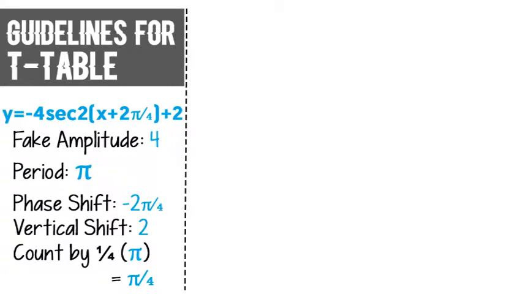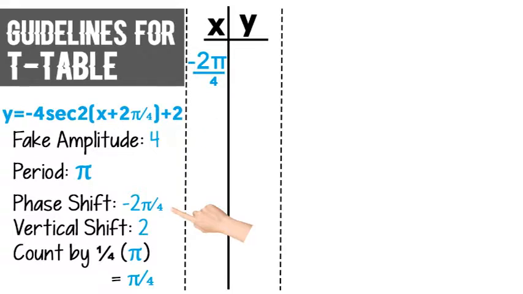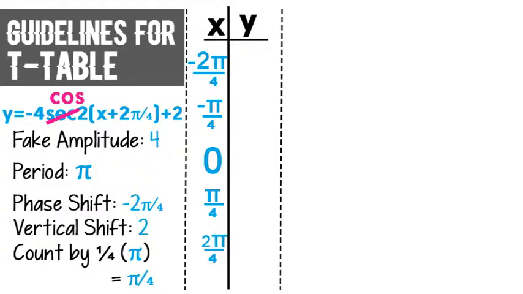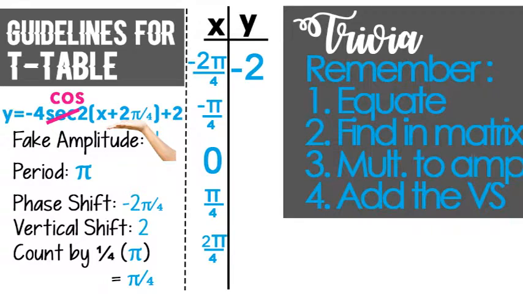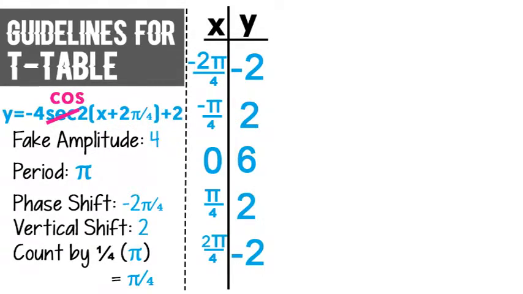Set up the t-table. Start with the phase shift, then count by quarter of the period again. Since secant is the reciprocal function of cosine, we need to graph cosine first. We will replace secant with cosine in the equation, then proceed to equating. The first y value is negative 2, and by repeating the same steps we used in graphing tangent, cotangent, and cosecant, we will be able to complete our t-table.